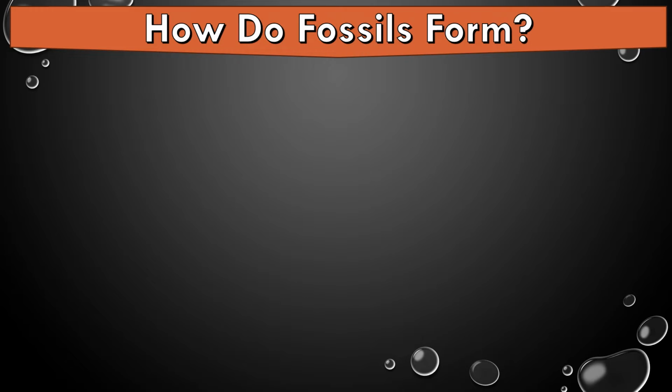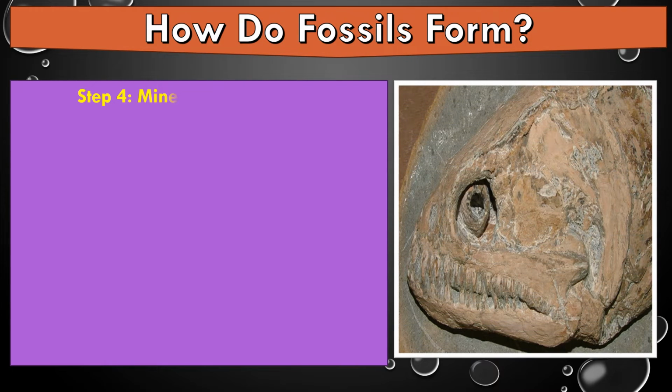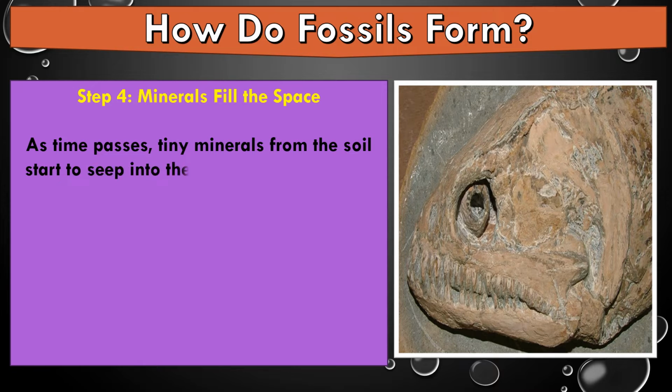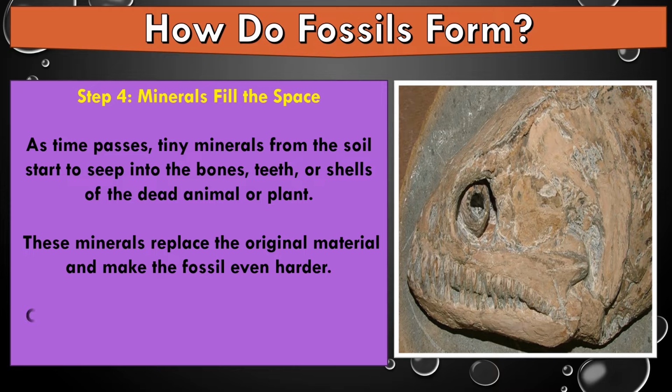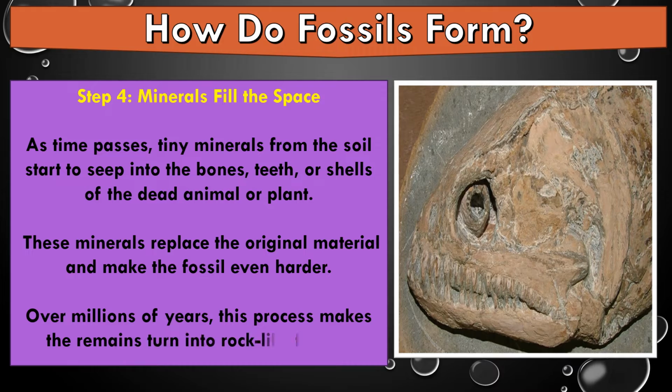Step 4. Minerals fill the space. As time passes, tiny minerals from the soil start to seep into the bones, teeth, or shells of the dead animal or plant. These minerals replace the original material and make the fossil even harder. Over millions of years, this process makes the remains turn into rock-like fossils.